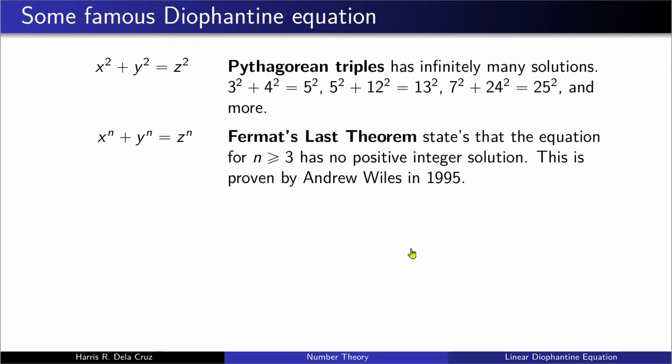Another famous Diophantine equation is xⁿ + yⁿ = zⁿ. Fermat actually claimed that the equation for n greater than or equal to 3 has no positive integer solution, but did not provide any proof. It was only in 1995 that Andrew Wiles was able to prove that this theorem is in fact true.